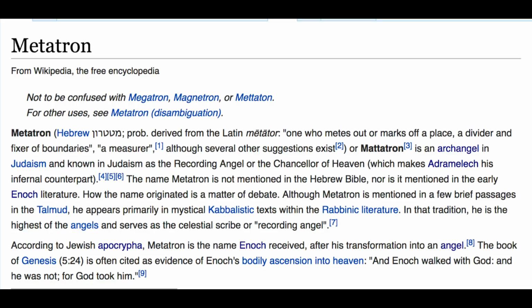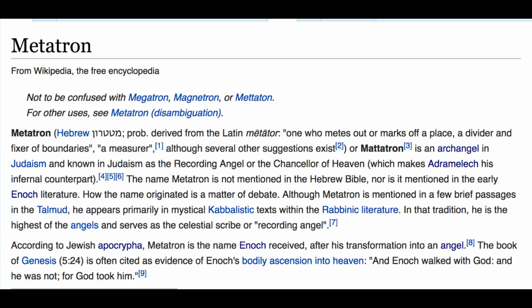The name Metatron is not mentioned in the Hebrew Bible, nor is it mentioned in the early Enoch literature. How the name originated is a matter of debate. Although Metatron is mentioned in a few brief passages in the Talmud, he appears primarily in mystical Kabbalistic texts within the rabbinic literature. Okay, you heard that? In that tradition, he is the highest of the angels and serves as the celestial scribe or recording angel. According to Jewish Apocrypha, Metatron is the name Enoch received after his transformation into an angel, right? After God took him, or after he walked with God, you see?